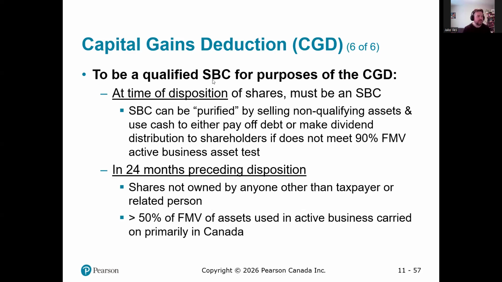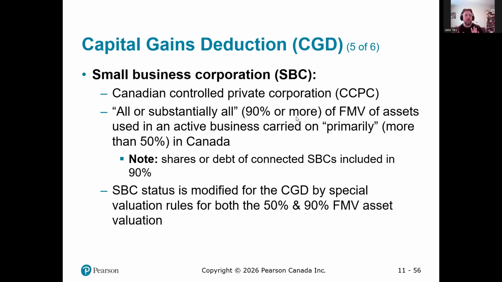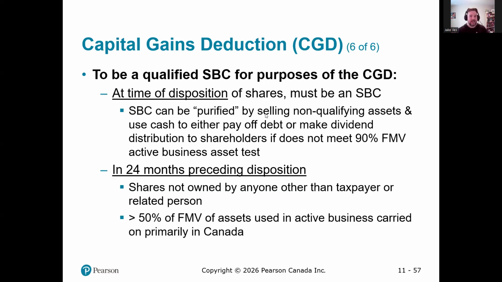To qualify for the small business corporation for purposes of the capital gains deduction, at the time of disposition, shares must be an SBC. For the allowable business investment loss, they just needed to hit that substantially all within a year of the sale. For the capital gains deduction, you must meet it at the time of the sale. Not only that, but your shares have to qualify for 24 months preceding the disposition. So you need to have an active business that's been running for at least 2 years.